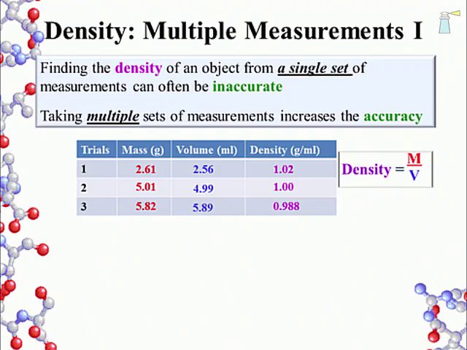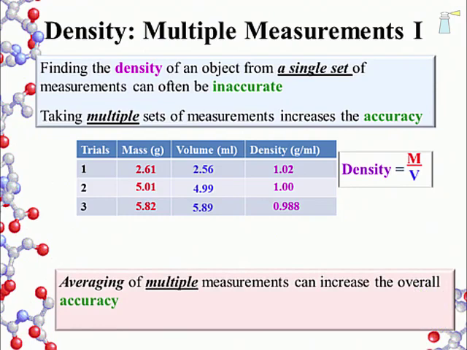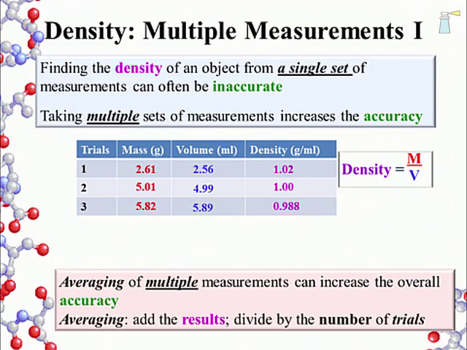At least 2, and probably all 3 of them, are not true values. How can these results be used to increase the likelihood of a more accurate value? Averaging. Averaging of multiple measurements can increase the overall accuracy. Well, how do we average? Basically, add the results and divide by the number of trials.